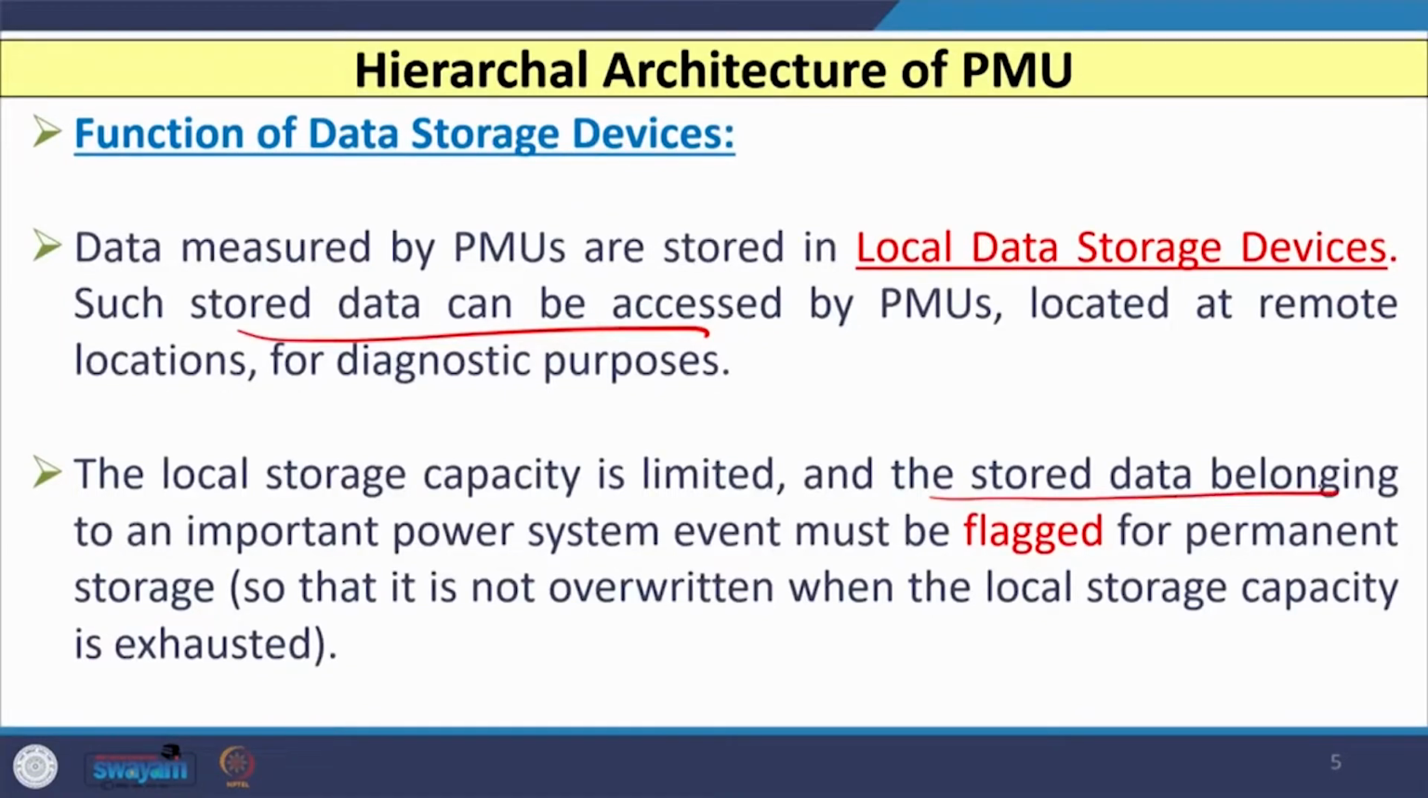So, the stored data belonging to a particular special event or an important event in the power system network must be flagged for permanent storage, so that whenever new data are available, because of the limited storage capacity of these data storage devices, the remaining data can be overwritten. So, this is a very important function as far as the data storage devices are concerned. Important information or an important event can be flagged so that it can be stored permanently, whereas the remaining data can be exhausted and replaced by the new data that is available.